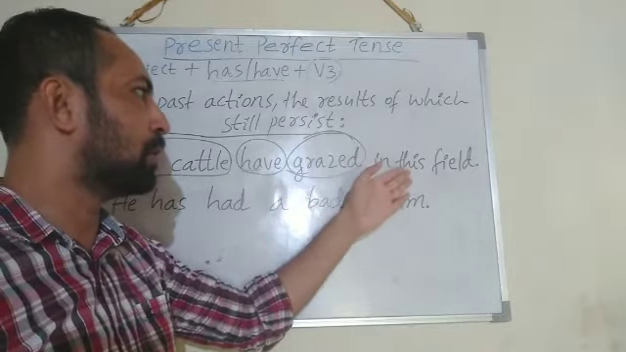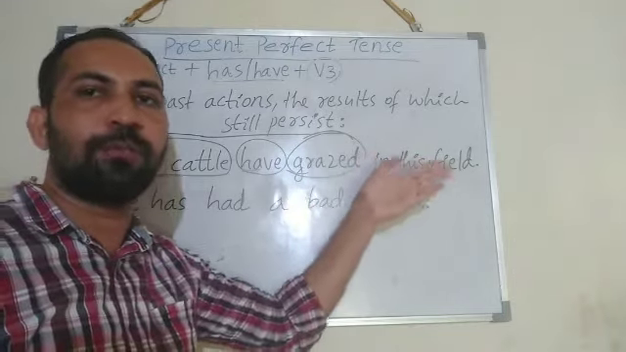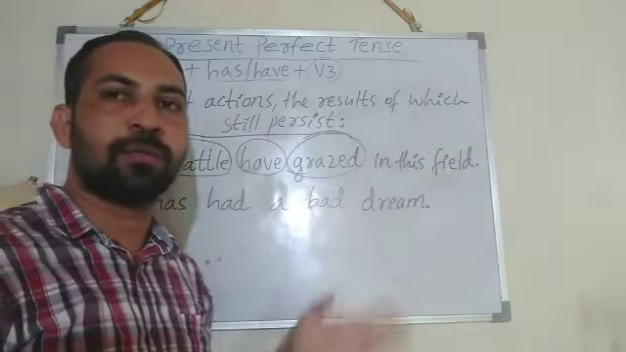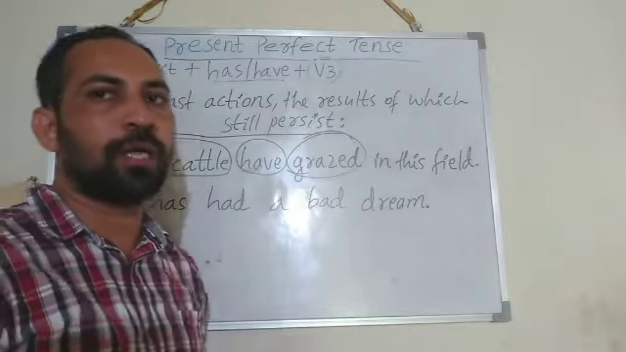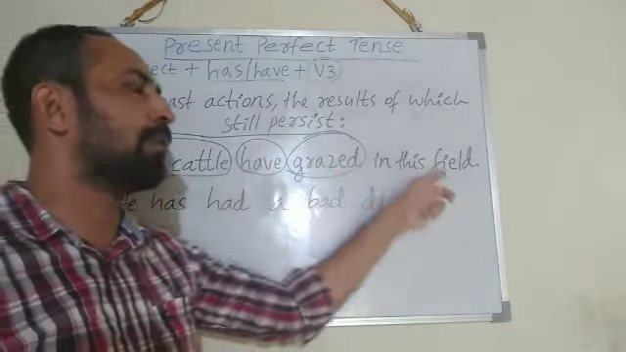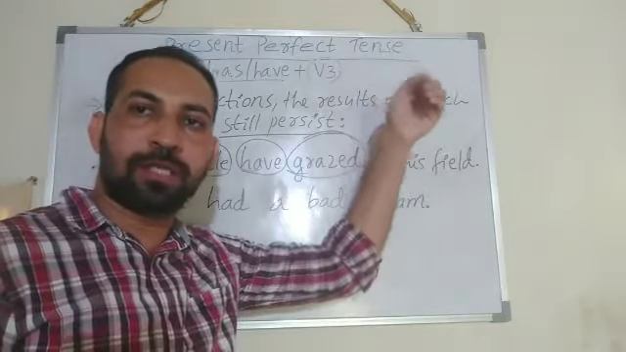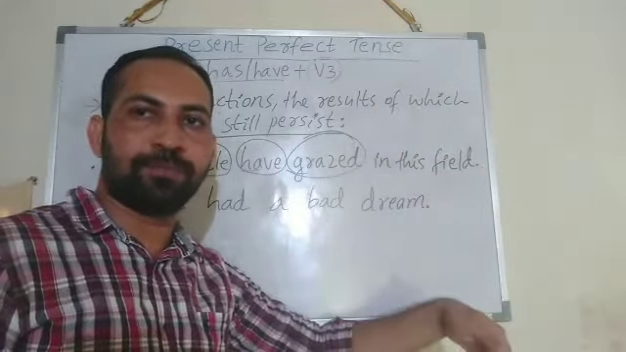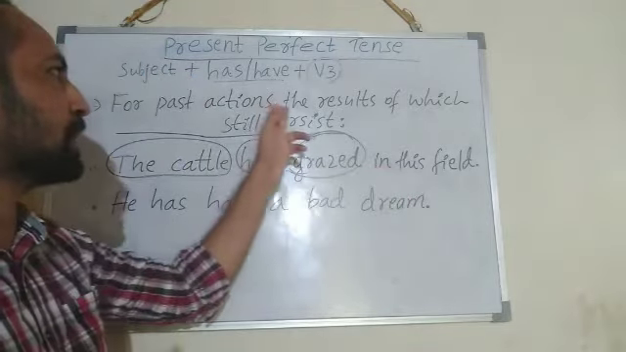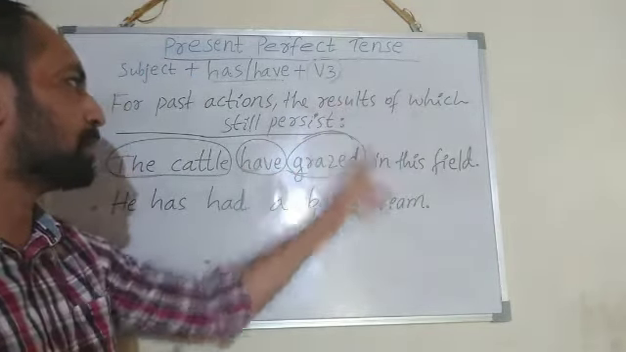Just imagine, you are visiting the field, and you are seeing there is no grass. There is no grass. So what happened? The cattle have grazed in this field. That result still persists. So that is an example for what? Past actions, the results of which still persist.